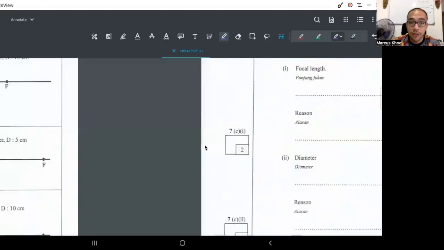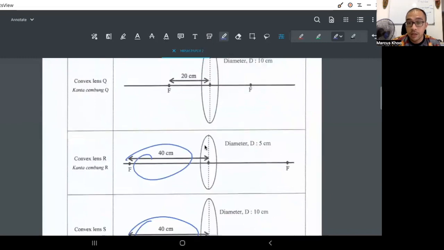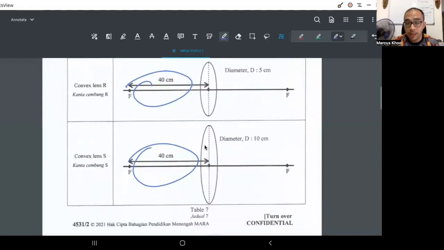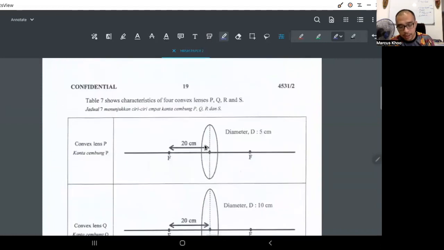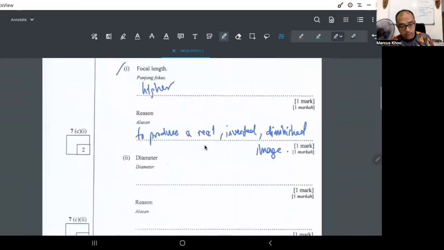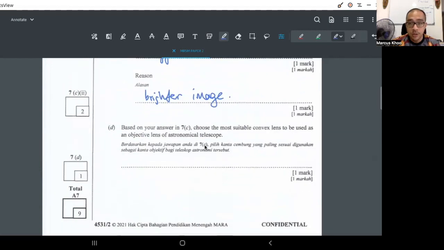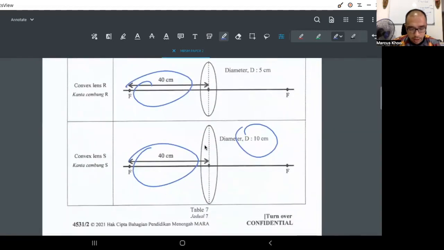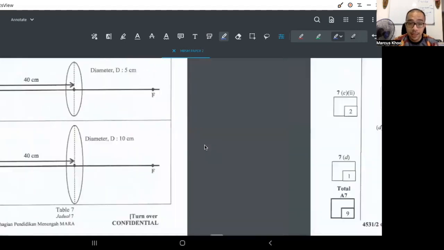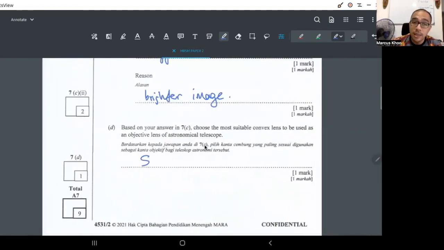And then of course the second one is the diameter of the lens. Do you want it to be a bigger diameter or smaller diameter? Obviously, we want a bigger diameter. Why do we want a bigger diameter? When your lens is very big, you will get a brighter image. If you answer enough lens questions, you get bored of it. This is the answer, this is its only answer. Now based on your answer, choose the best. Let's see, only one has been circled twice, which is convex lens S. So S is the answer.